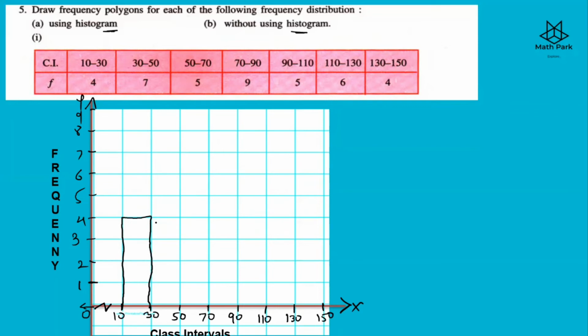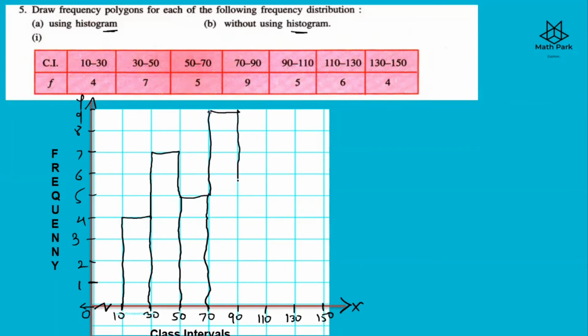30 to 50, it is 7. So we go for 30 to 50, it is 7. And then from 50 to 70, it is 5. So 50 to 70 is 5. These are the continuous rectangles. 70 to 90, it is 9. So 70 to 90, it is 9.